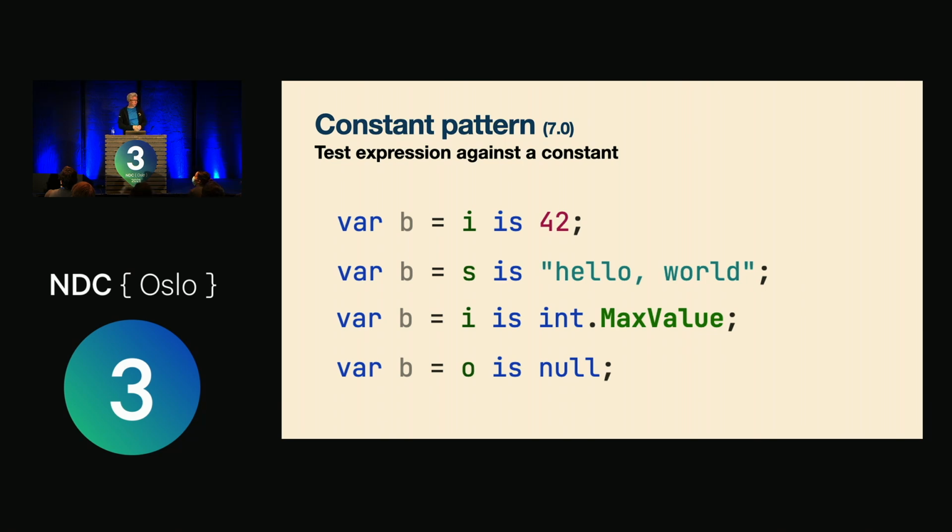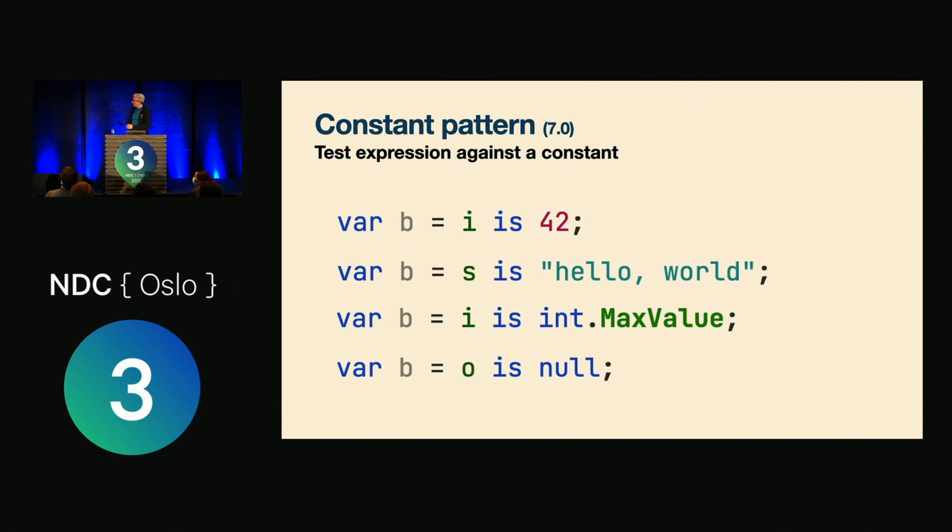Another nice simple one we've got here is a constant pattern. You can just check to see whether a variable is a particular constant. So if i is 42, it's an integer, it's got the value 42. If s is a string and says hello world, we're good. And so those are very simple equality checks. You can only really work with constants here. So you can't compare against a variable, you can only compare against a constant, but you can compare against other constants defined in fields. So you can use int.MaxValue, or you can use my max count, or whatever.